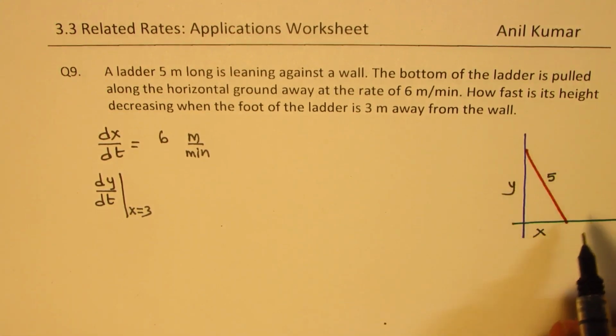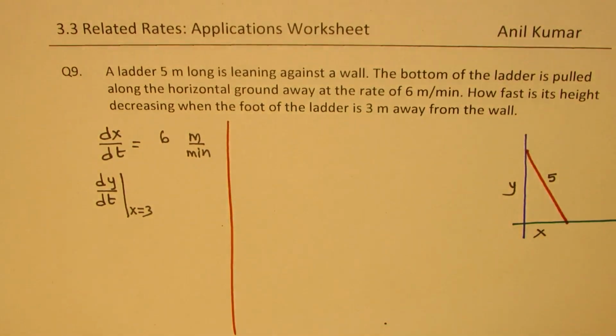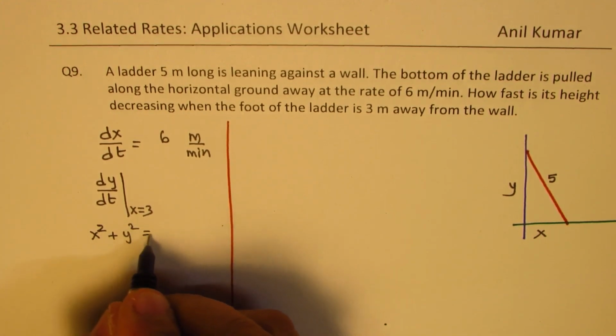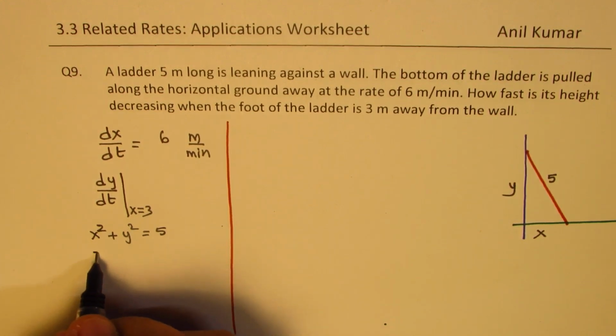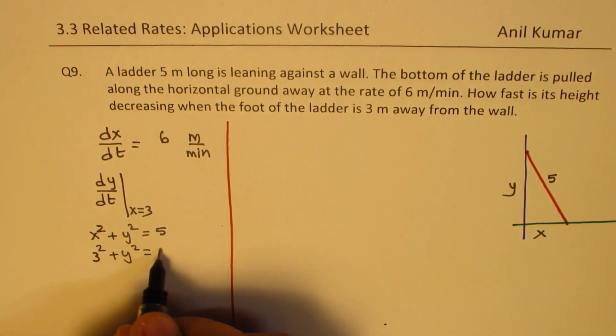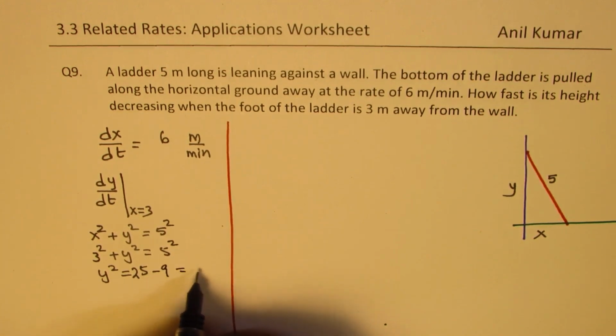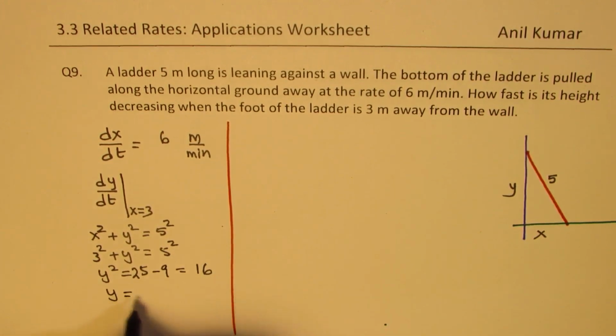So in this particular situation, we know that the relation is x squared plus y squared is 5 squared, correct? So if x is 3, it is 3 squared plus y squared equals 5 squared. You know it is 4, but anyway, let's do the calculations. So we have 25 minus 9, which is 16. And definitely we are going to take the positive value since the distance is positive. So y is 4 for x equals 3, right? So we know the point is 3 and 4 for us. Is that clear to you?